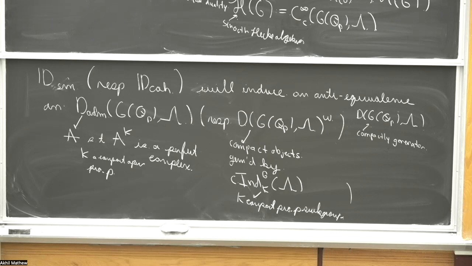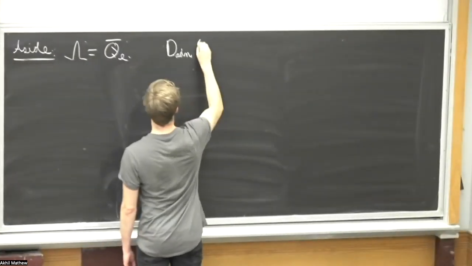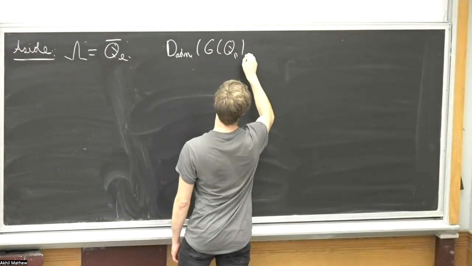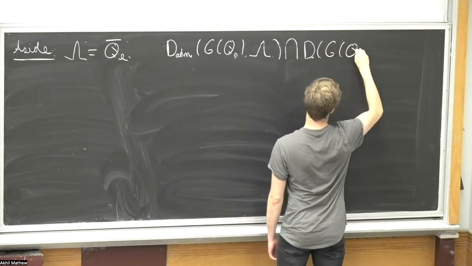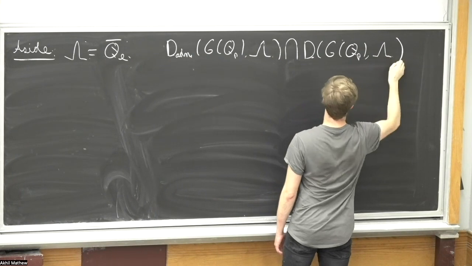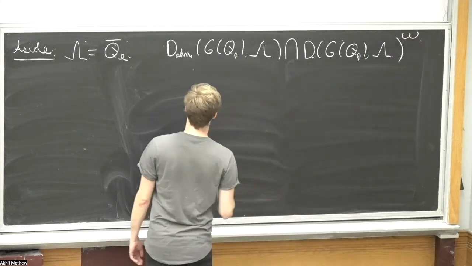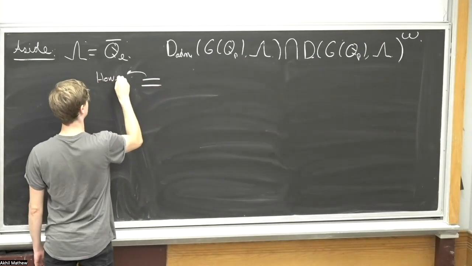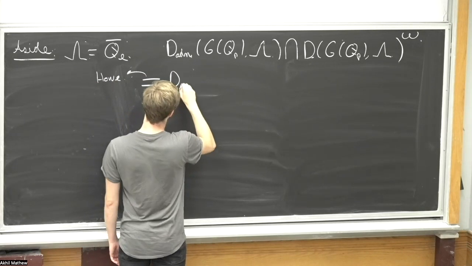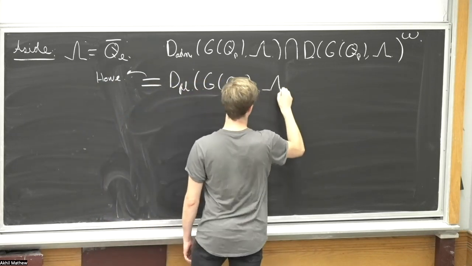But maybe as an aside, if you were to take lambda of rational coefficients, and you were to consider the intersection of these admissible complexes with a set of compact objects, then by a non-trivial result, this is going to be the same as the derived category of finite length representations.